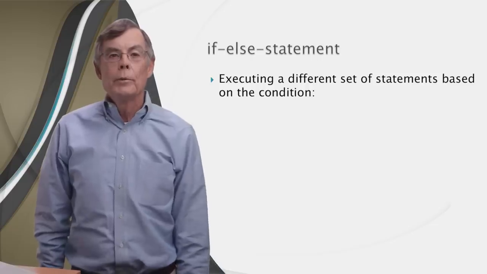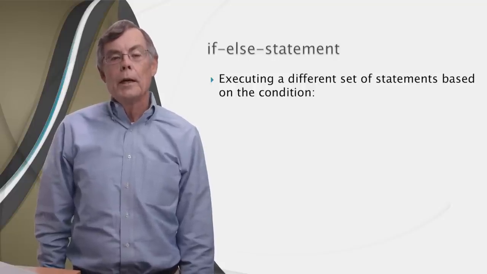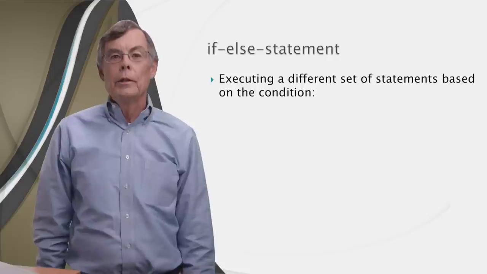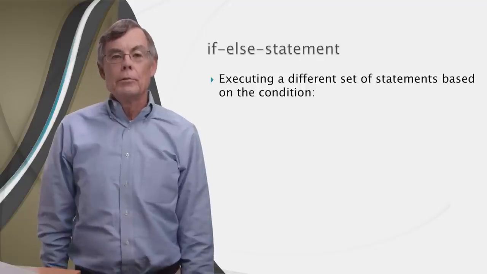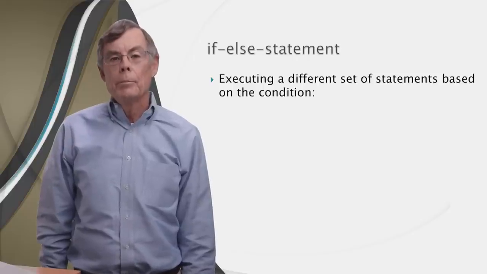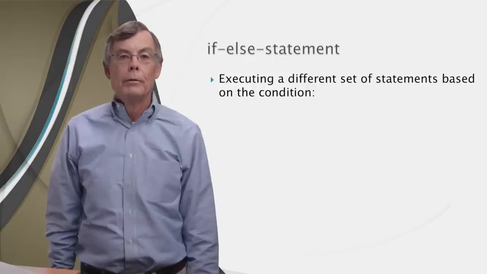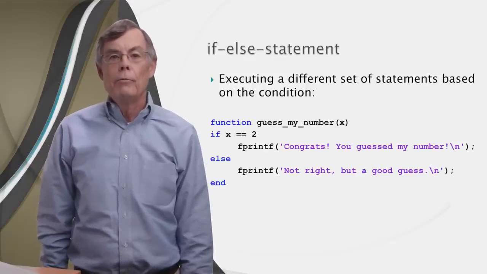What if we wanted to do something when the condition is false as well? In other words, what if we wanted to execute one set of statements when the condition is true and a different set when it's false? Let's improve our guessMyNumber function just a tiny bit by trying to cheer up the poor user who picks the wrong number. Both the function and the if statement start out the same way as before.